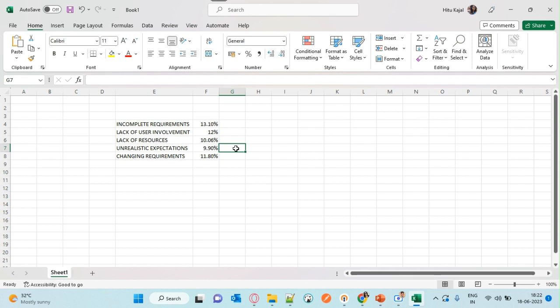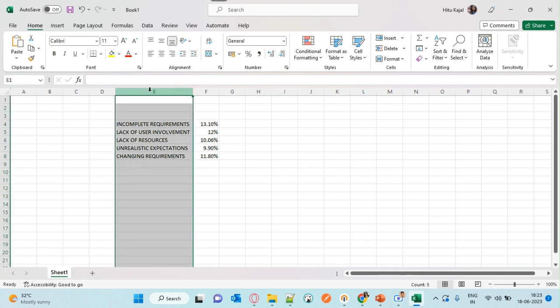Changing requirements: every day the requirements change, because the business is not sure what exactly they want. Because requirements are changing every day, it led to failure. So that was 11.80%. So in total, it turns out to be more than 50%, which is like 56%. 56% of the total projects used to fail because of these reasons.